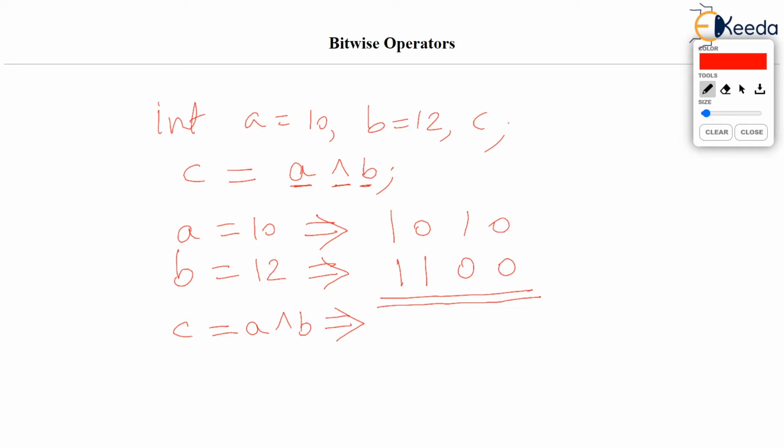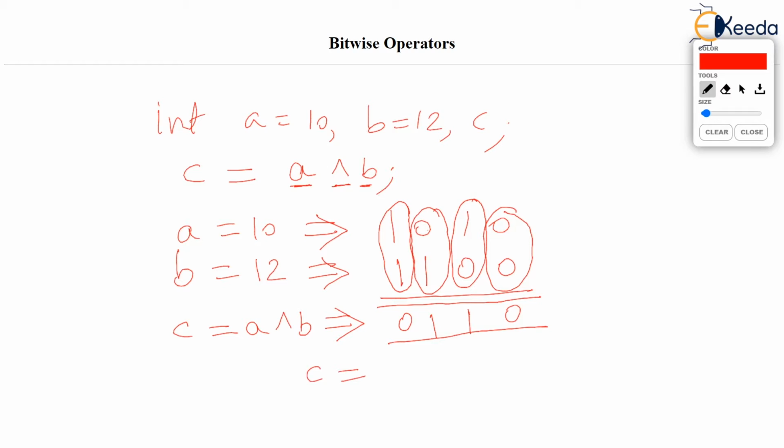0 XOR 0. Both inputs are same. Then the output is 0. 1 XOR 0. Both the inputs are different. Output is 1. 0 XOR 1. Both inputs are different. Output is 1. 1 XOR 1. Both inputs are same. Output is 0. So the value of C is 0110. But this is in binary form. C in decimal form, as you know, 110 is 6.